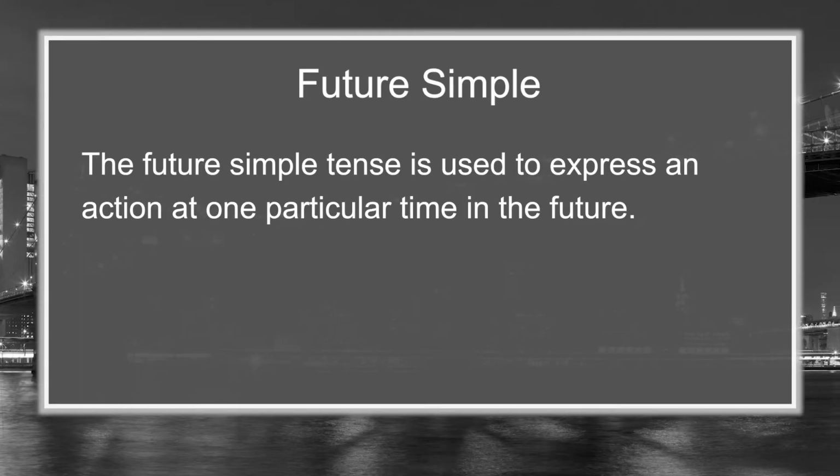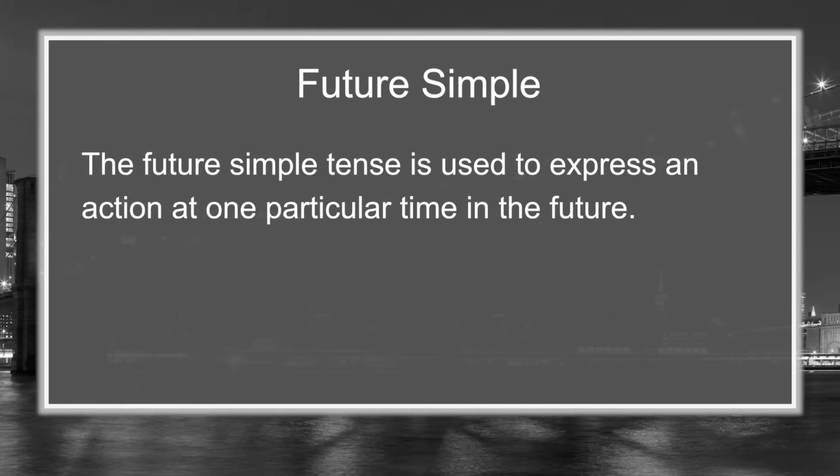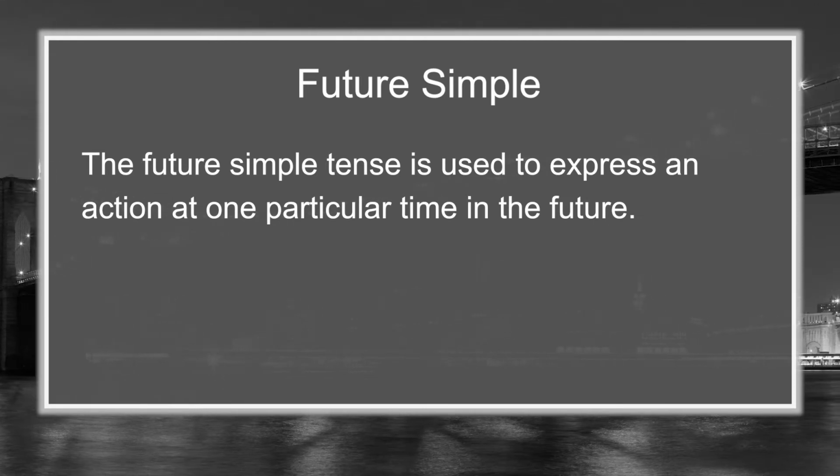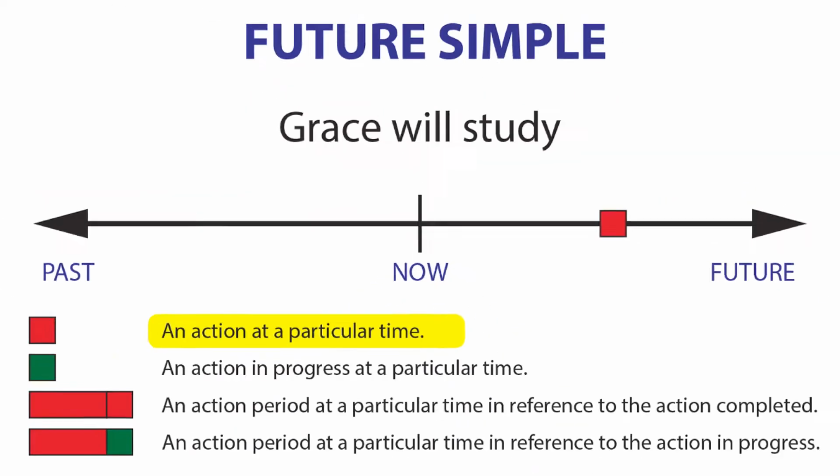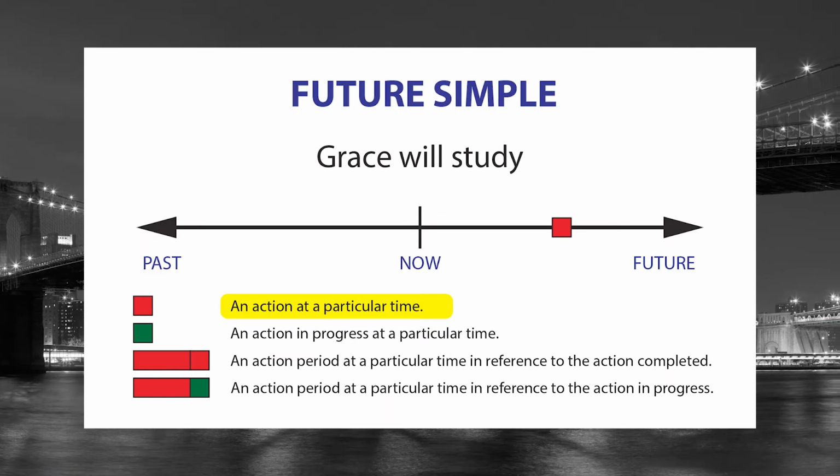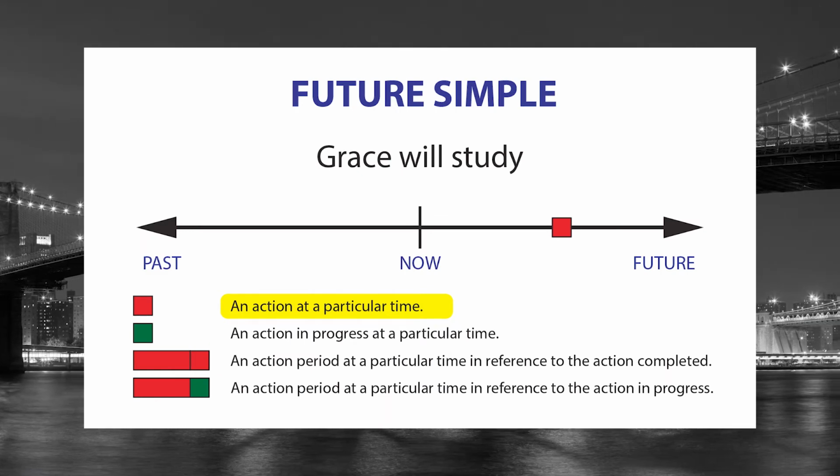The future simple tense is used to express an action at one particular time in the future. Grace will study means that she studies at one particular time in the context of the future time.